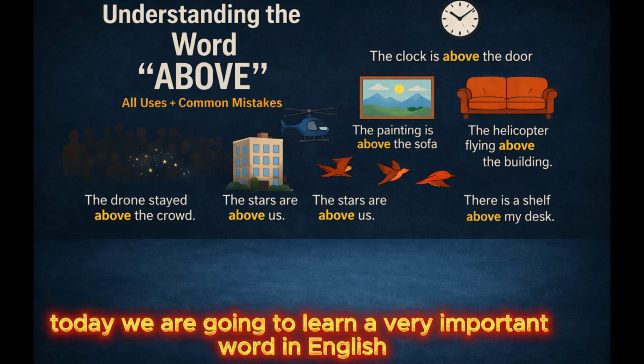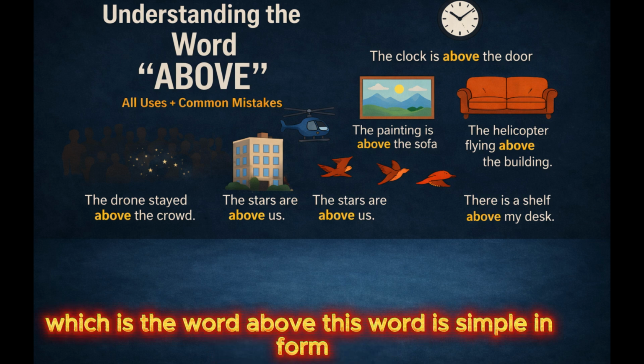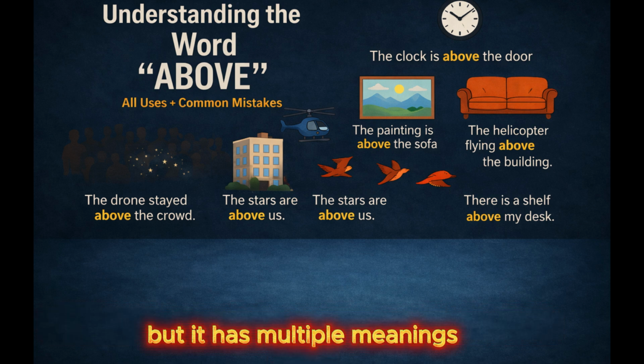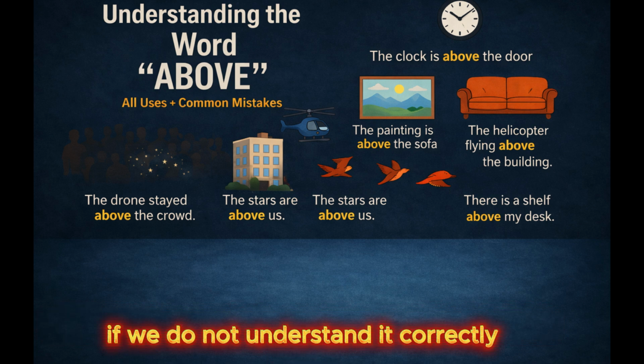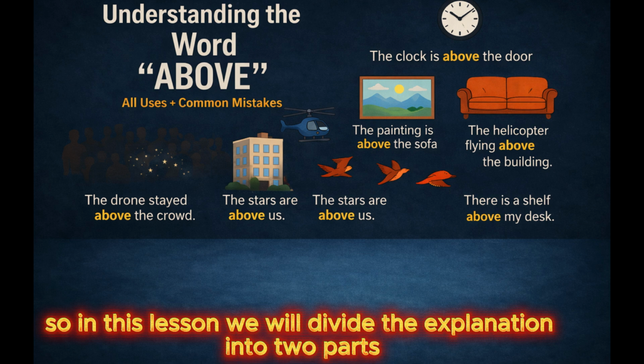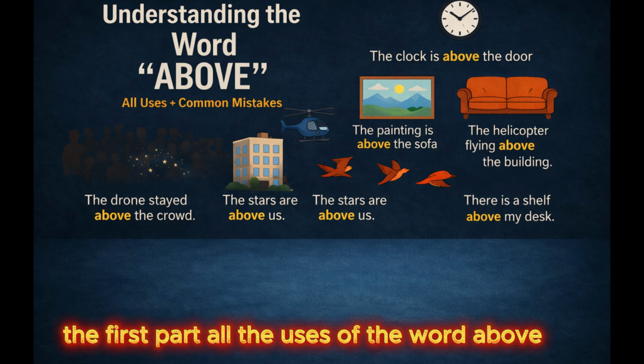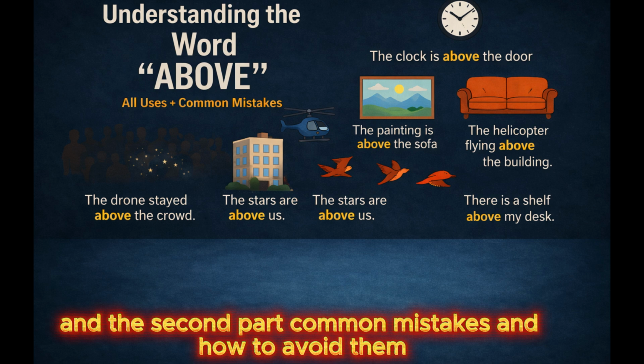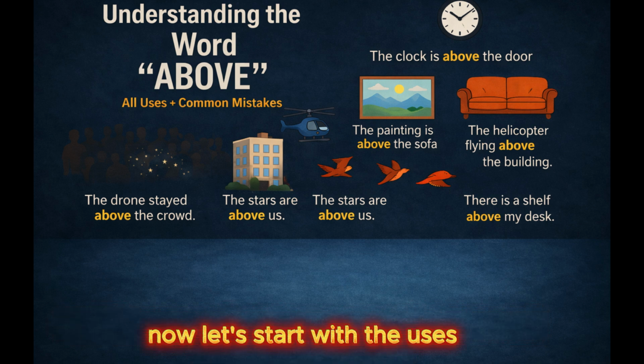Today, we are going to learn a very important word in English, which is the word above. This word is simple in form, but it has multiple meanings. If we do not understand it correctly, we will make many mistakes while speaking or writing. So, in this lesson, we will divide the explanation into two parts. The first part, all the uses of the word above, and the second part, common mistakes and how to avoid them. Now, let's start with the uses.